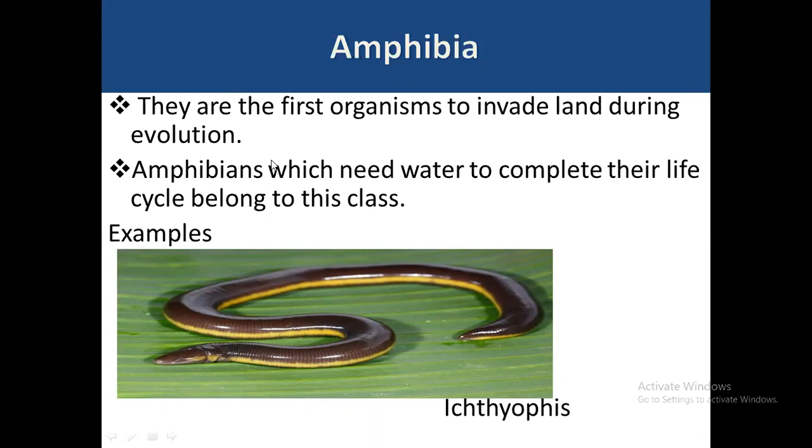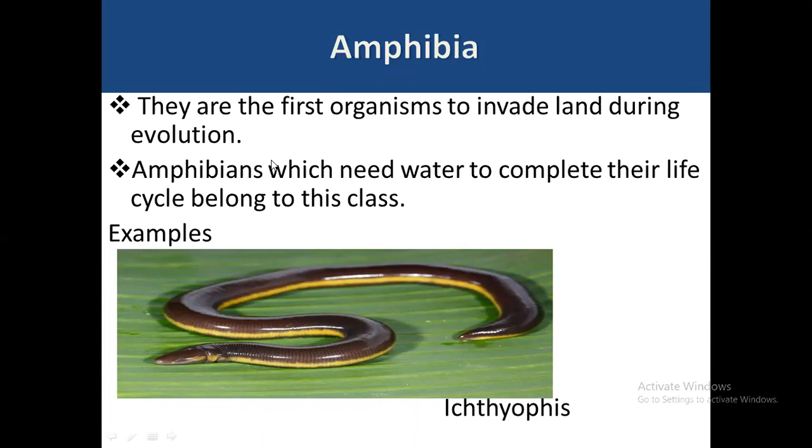Then after that, they live in water as well as on the land. Then after that, reptiles already adapted to live on the land. Then from the reptiles, came Aves. Aves means birds. After that, we are talking about the mammals.